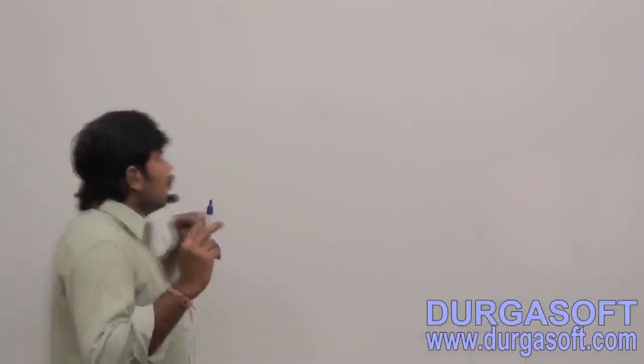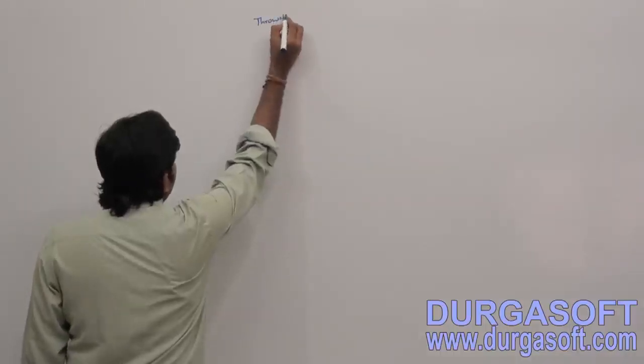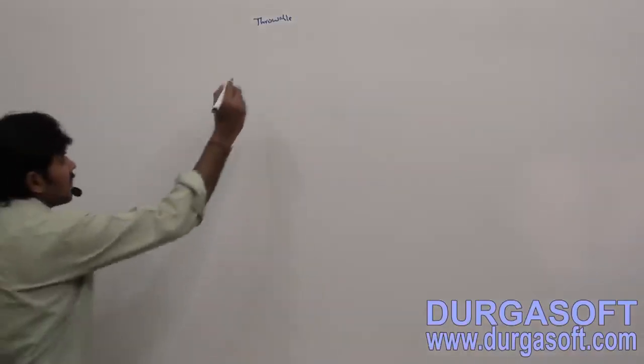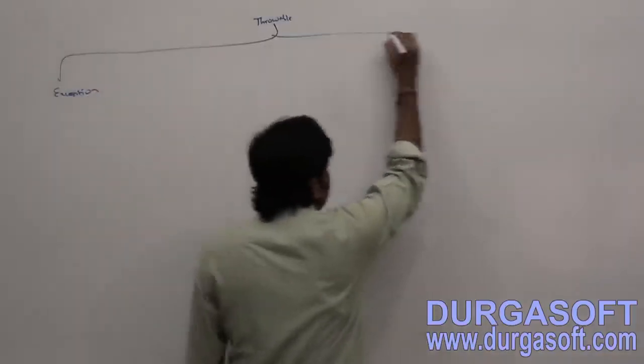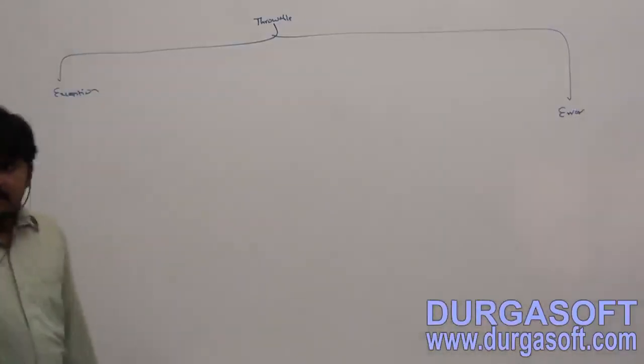Do you know which class acts as the root for all exception classes, for the Java exception hierarchy? The Throwable class acts as the root for the Java exception hierarchy. How many child classes does Throwable contain? Two child classes: Exception, and the second one is Error.